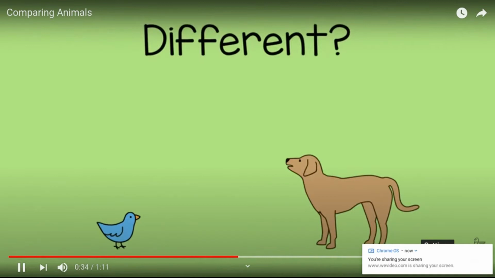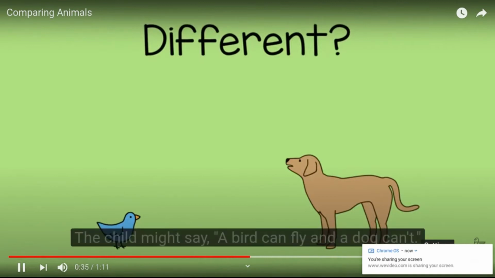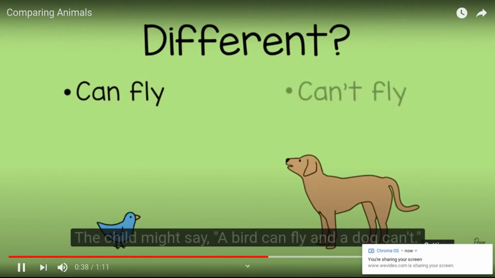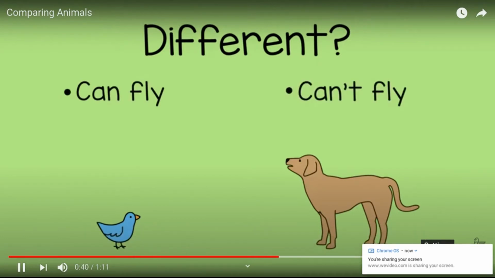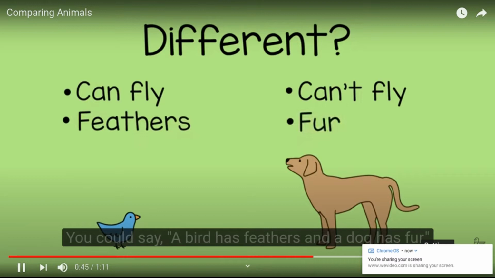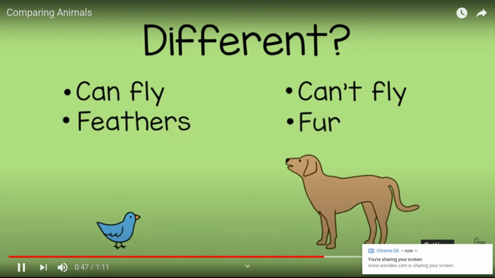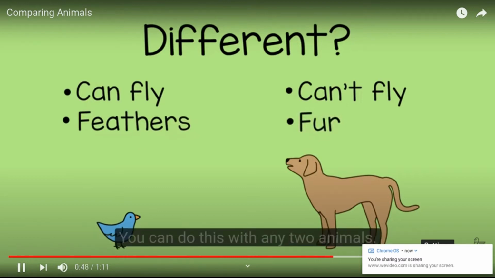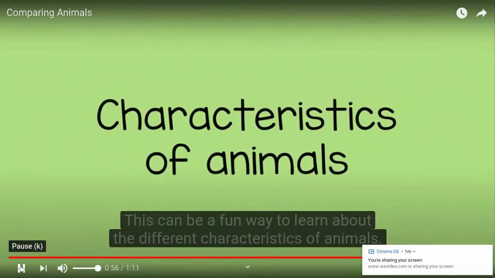The child might say, "A bird can fly and a dog can't." You could say, "A bird has feathers and a dog has fur." You can do this with any two animals. This can be a fun way to learn about the different characteristics of animals.